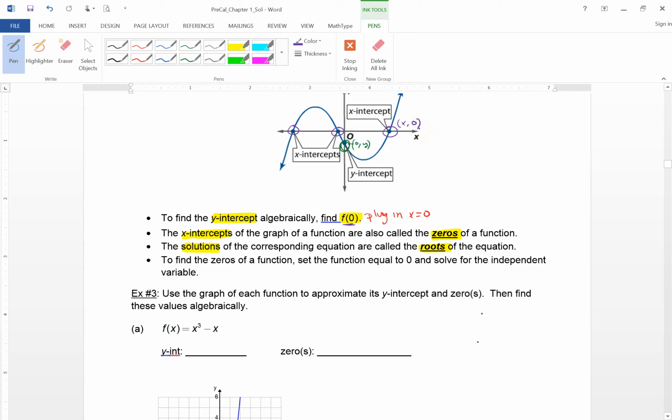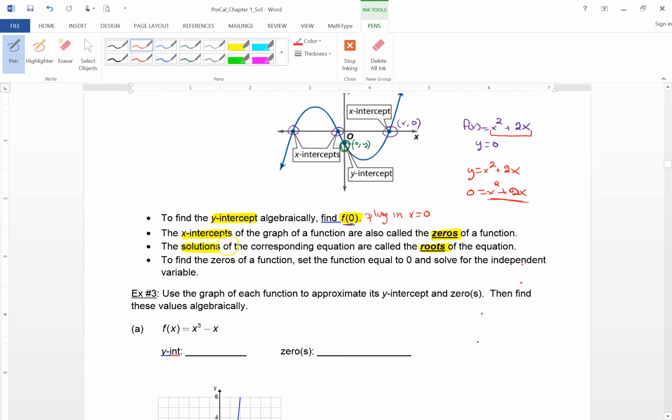Now, if I have f of x equals a function, let's say x squared plus 2x, and I said that this is the location where y equals 0, well, what is y? Y really is this entire function, right? That's y, so y equals x squared plus 2x. So when I say y equals 0, that means this entire function is equal to 0. So in order to find the locations of the x-intercept, you set the entire function equal to 0.